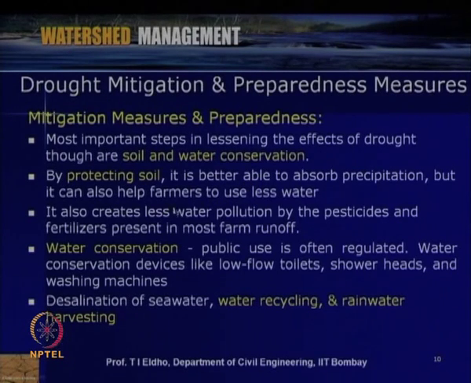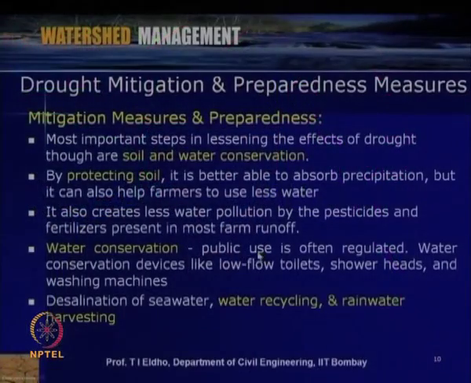And then it also creates less water pollution by the pesticides and fertilizers present in most farm runoff. So that is another indirect benefit. Through soil and water conservation, if we can reduce the usage of water, then the water pollution problems due to the usage of fertilizers, pesticides and others, we can reduce.